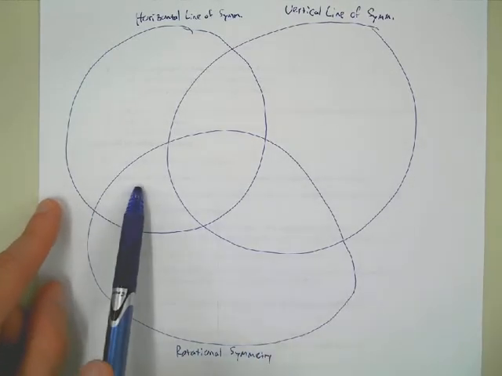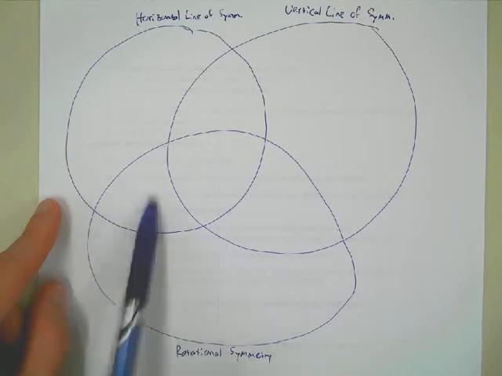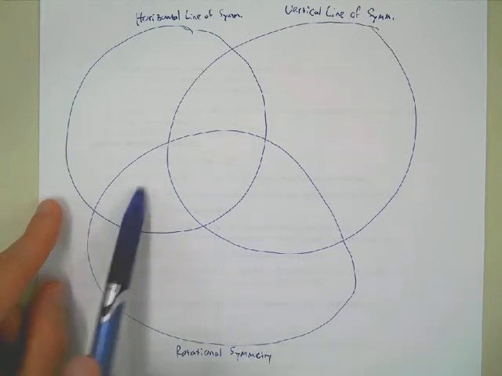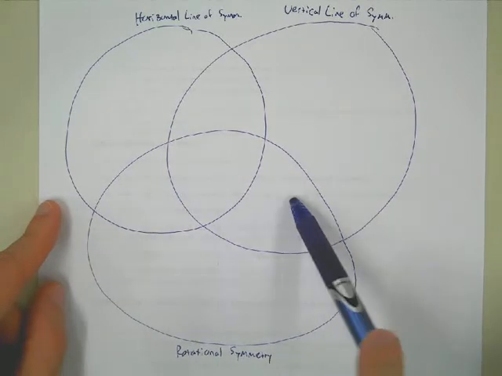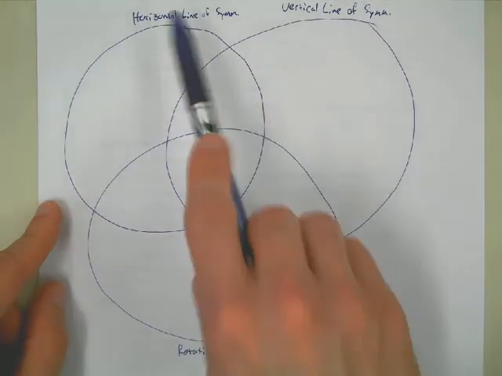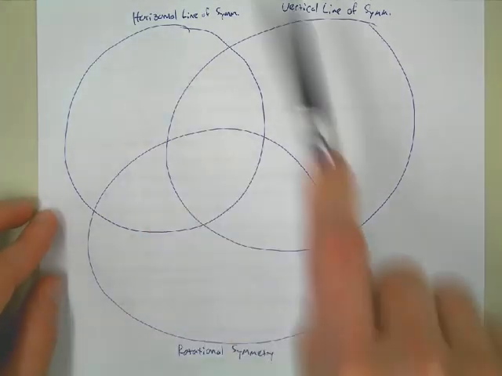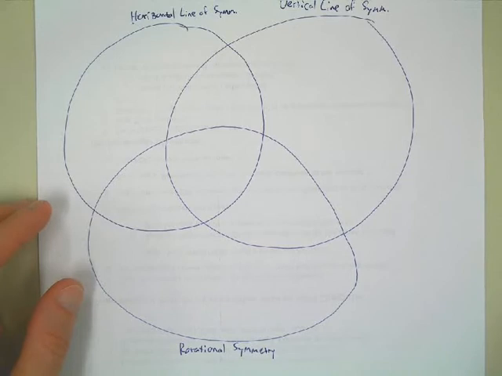What kind of letters go in this section right here? If they have what? Rotational and horizontal, right? And then the letters here are both rotational and vertical. The letters here need to be horizontal and vertical, but not rotational. And then only horizontal, only vertical, and only rotational are in there. Okay? So go ahead. A through Z. Again, capital letters, A through Z.